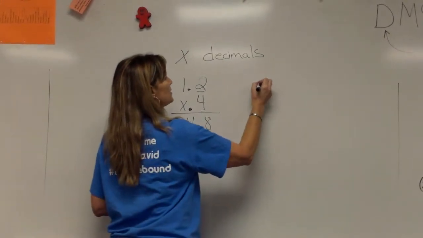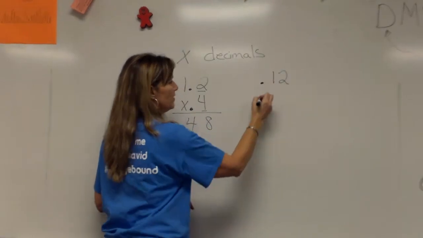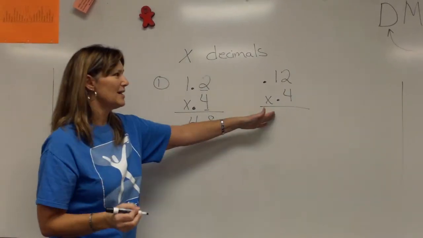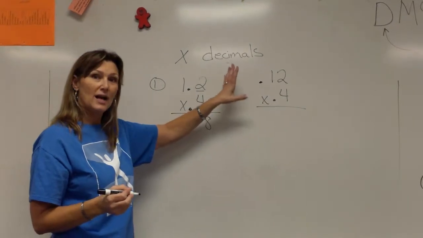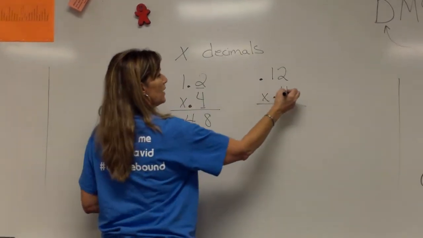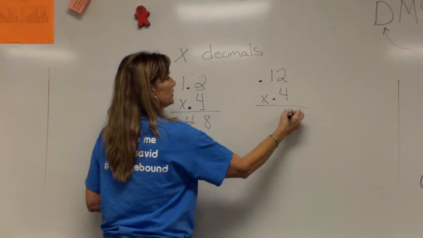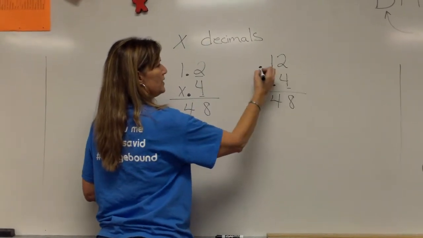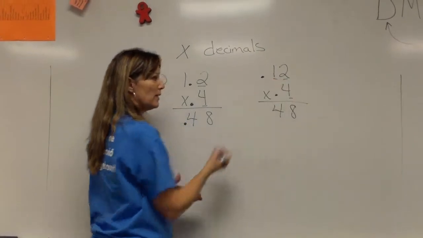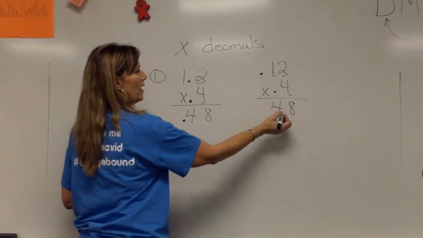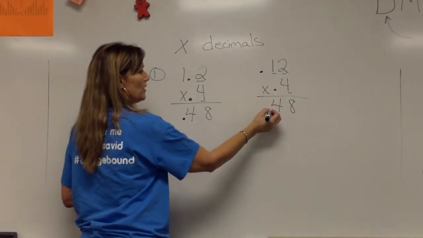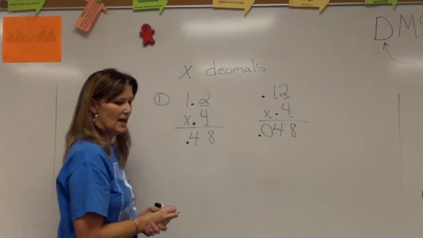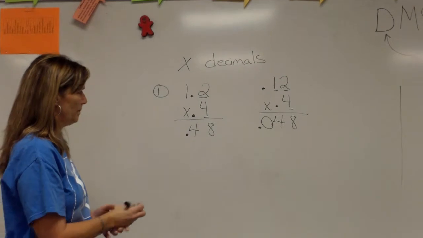Okay, let's try this one. If I have 0.12 times 0.4. Again, I'm not lining up my decimals. I only have to do that when I add or subtract. I'm going to go through and multiply again. And I need 1, 2, 3 places in behind the decimal. So I count 1, 2. If I don't have enough, I have to put a 0 in the front and then my decimal.